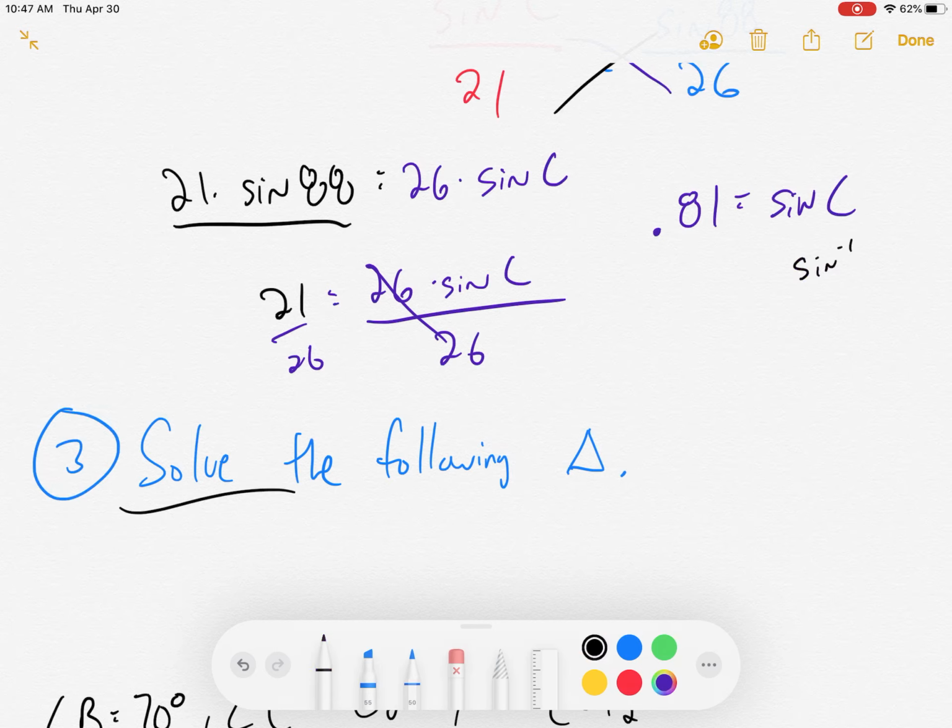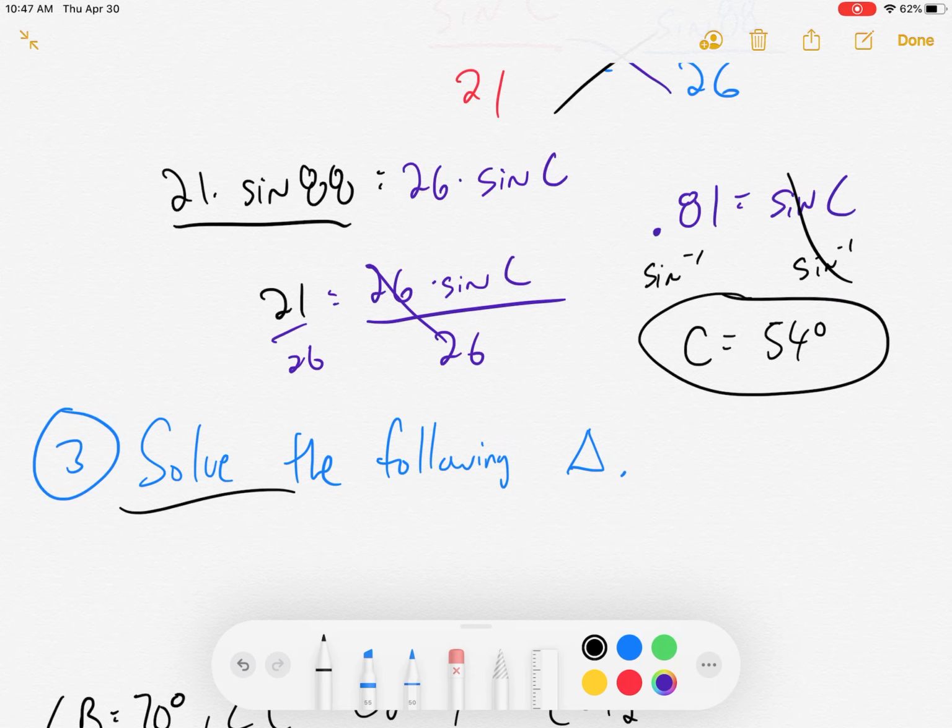So we've got to get rid of that sine. How do you get rid of a sine? Take the inverse sine. You get C equals the inverse sine of 0.81. Clear out your calculator. Inverse sine of 0.81. We should get about 54.